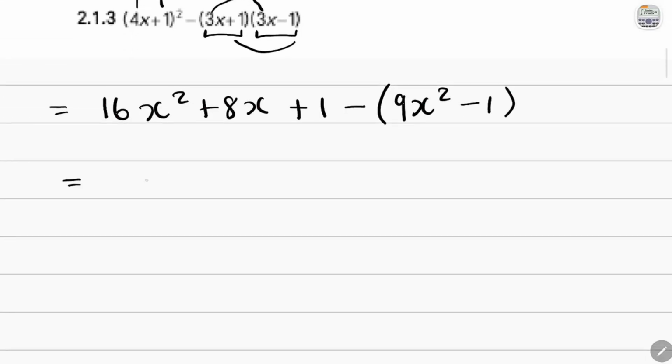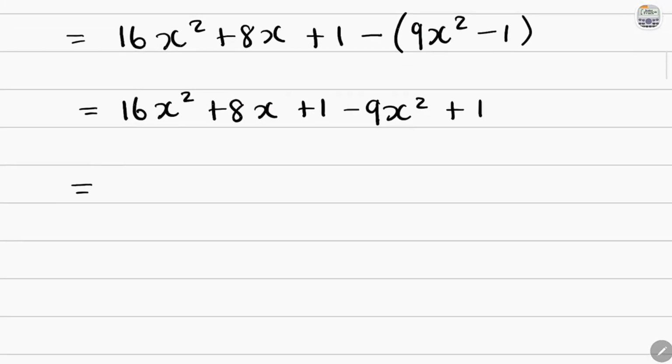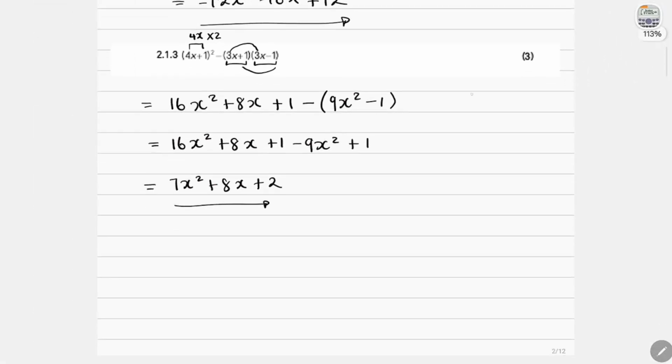Okay, let's distribute. So we have 16x squared plus 8x plus 1, and distribute. That's negative 9x squared and positive 1. Finally, add your like terms together. 16x squared and then minus 9x squared, we get 7x squared, and then we still have positive 8x, and then 1 plus 1 is 2, and that is our answer. Moving on to the next question.